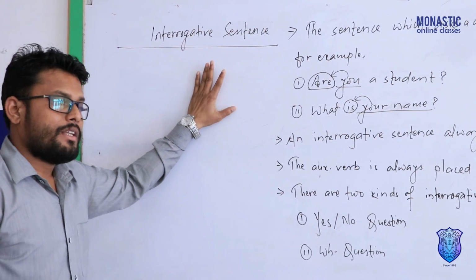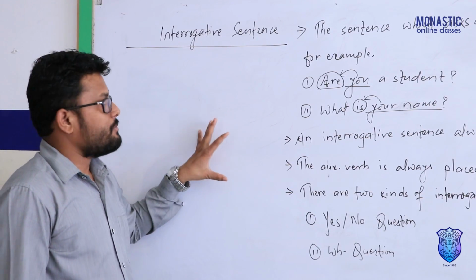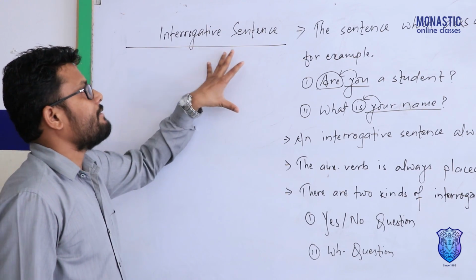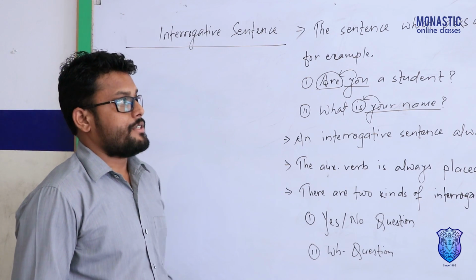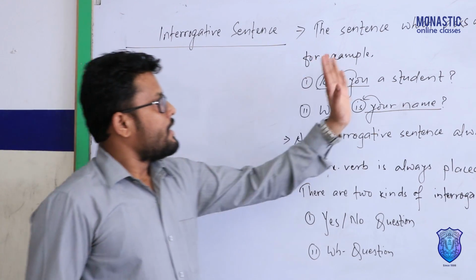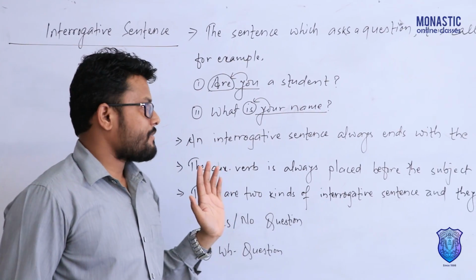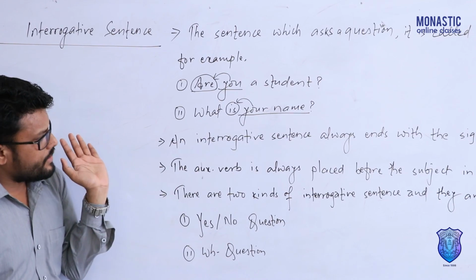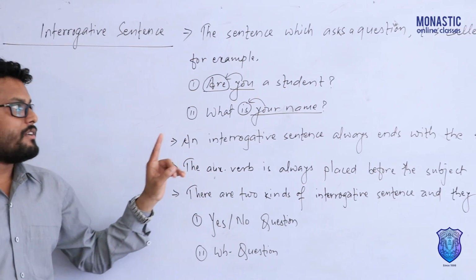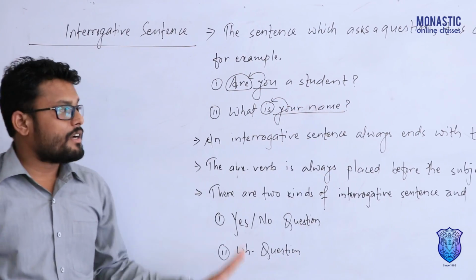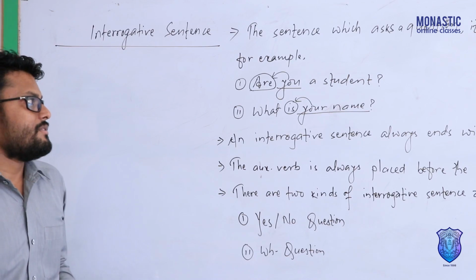We are right now in a special rule for changing DS into IDS, and for that we are talking about rule number 2, change of interrogative sentence. Here we have the interrogative sentence first. What do we mean by this term? It simply asks a question. For example, are you a student? What is your name? The very first feature of an interrogative sentence is that it always ends with the sign of interrogation. You can see here these signs of interrogation.